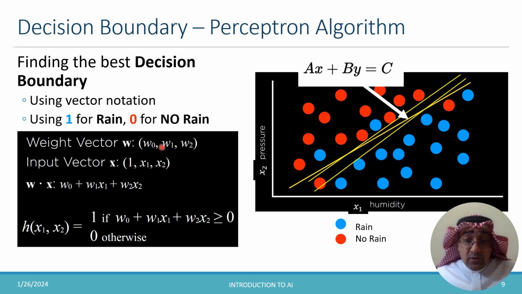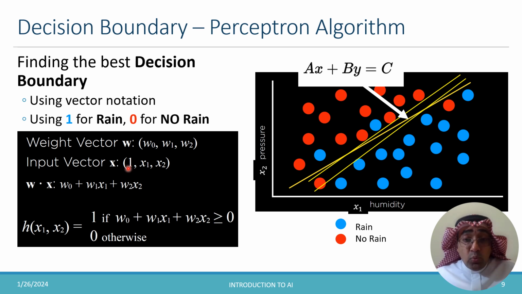And for the x, since w has three weights, w0, w1, and w2, we could add a 1 over here, which does nothing, since multiplication by 1 does nothing. The result of this, to find the equation of the line, is that we can represent the data as w dot product with x, where w and x are vectors. When you do a dot product between two vectors, you get w0 + w1 x1 + w2 x2, which is nothing but the equation of the line represented by one of these yellow lines in the middle.